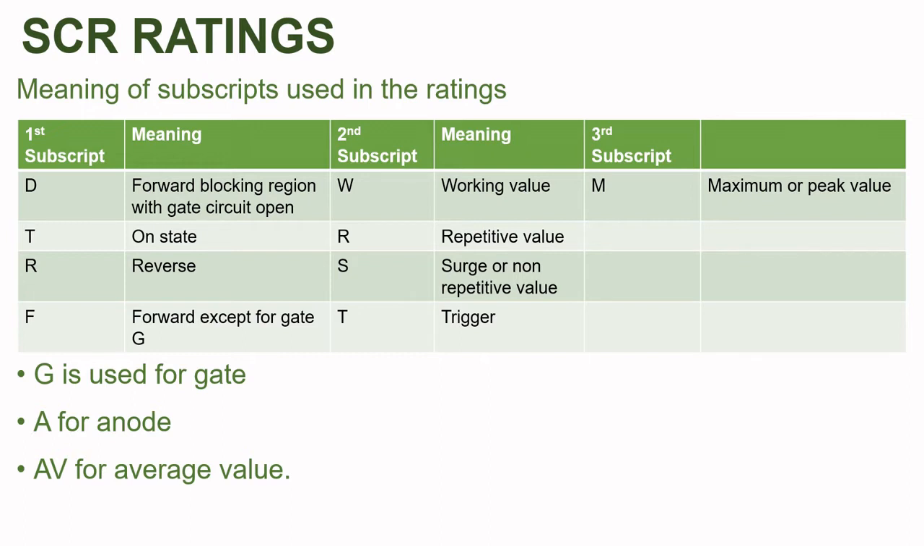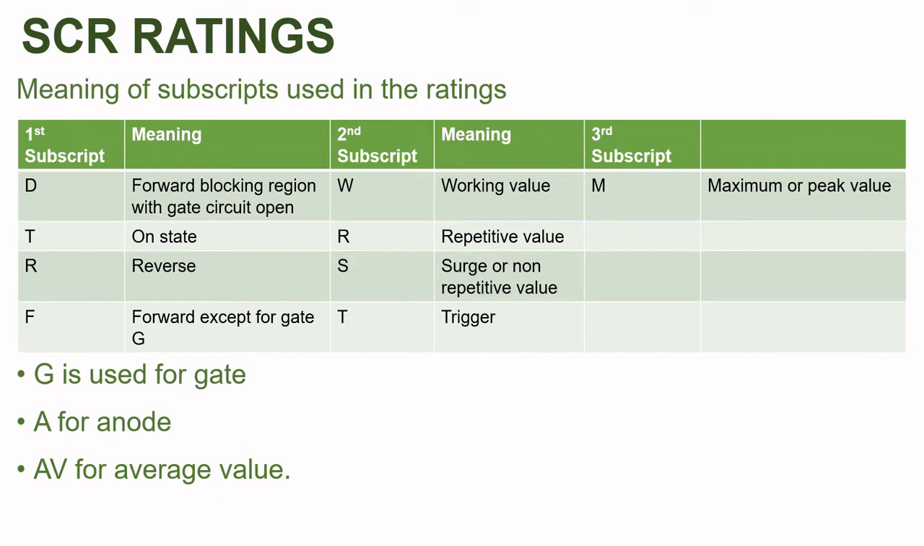If the first subscript is F, this is related with the forward bias except for the gate. G is used for gate, A is used for anode, AV is used generally for an average value.